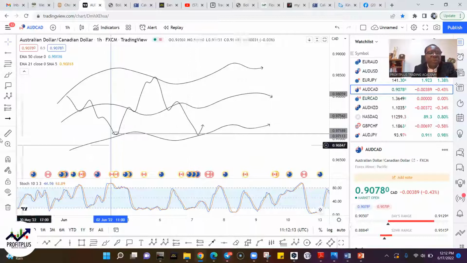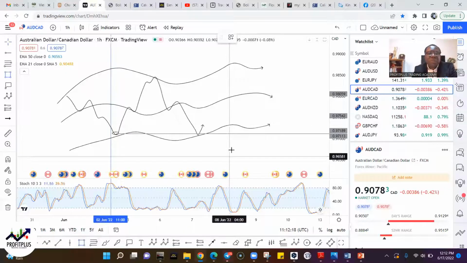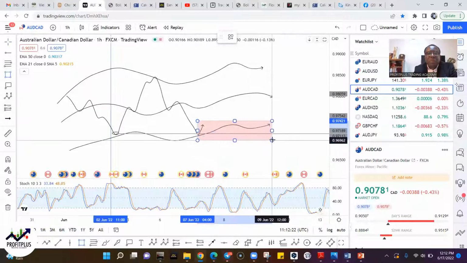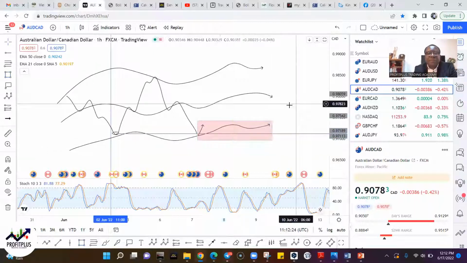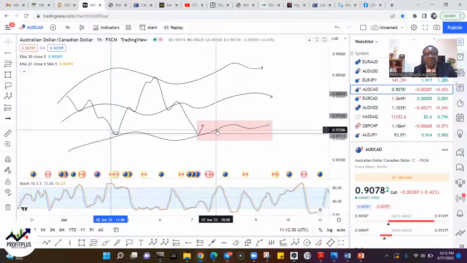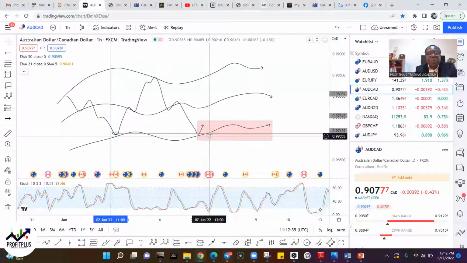What do you do? You can take your tools. Let's use this. You're creating an entry window, maybe about 20 pips or 25 pips wide, and move your time frame to a lower time frame, the 15 minutes time frame, to look at structural behavior of price.